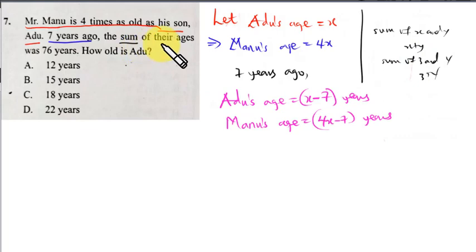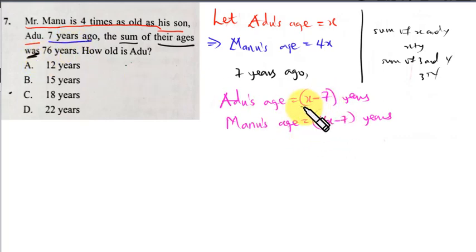So the sum of their ages, what ages? The sum of their ages 7 years ago was. So he's not talking about the present. That's why we see the word was. 7 years ago, the sum of their ages, not their current age. It was. The sum was.